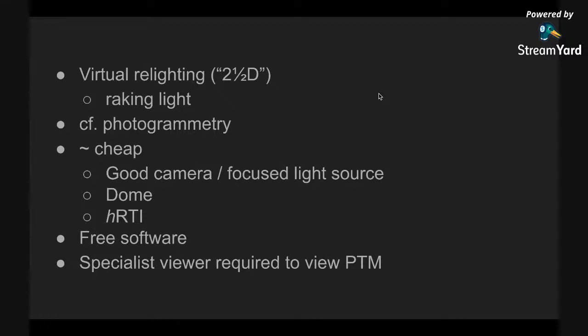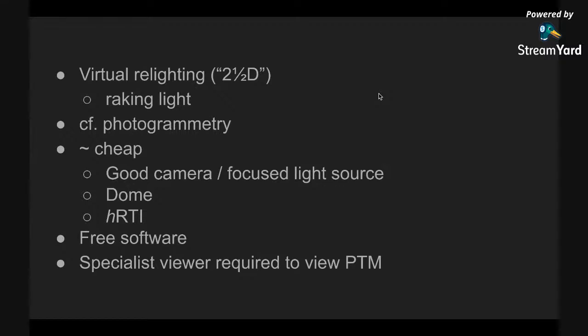There's also a method that's called HRTI, or highlight RTI, which doesn't require a dome and therefore is a little cheaper. What you do with this method is you have your camera stationary on a tripod in front of your object, and you have your light source, which would be a portable high-powered flash lamp of some kind, attached by a string to the object, so that as you move the light source around between each photograph, it remains the same distance from the object.